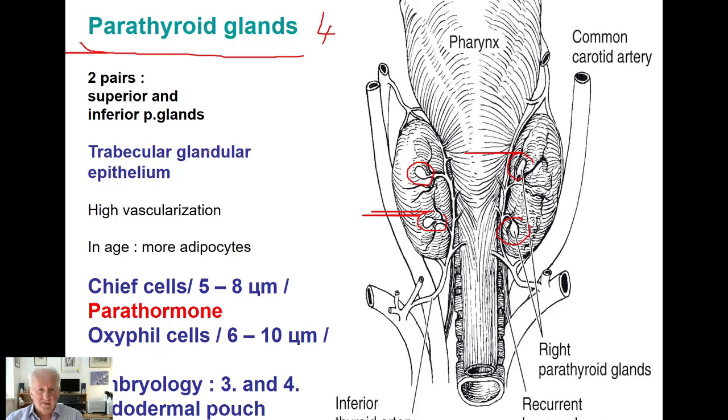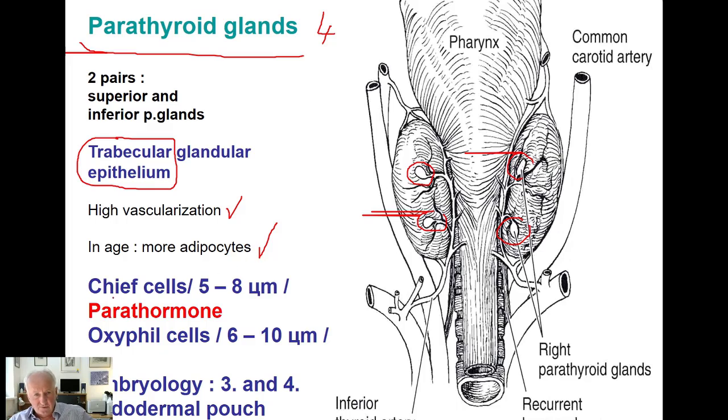We are back in trabecular epithelium, please. So this is the basic parenchyma, trabecular epithelium. Of course, it's an endocrine gland, so in the septa between these trabecular epithelia there is a perfect capillary net and vessels. On some slides, in older people you will see more and more adipocytes, unilocular adipocytes, in the parathyroid glands. It's quite a normal situation.